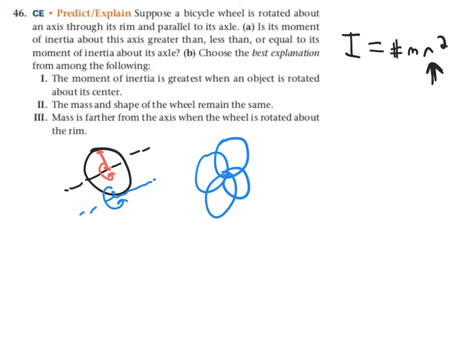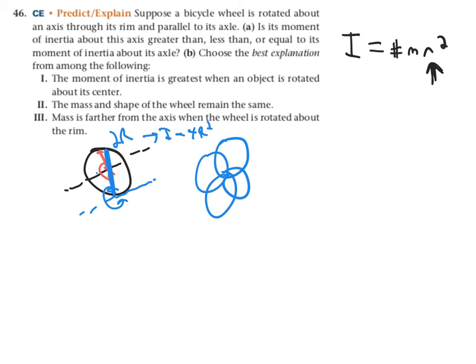But in the second case, where we're going from this point, some of the mass is at 2r. And that means I is going to be proportional to 4r squared. It's going to be 4 times as effective. So, of course, some of the mass is at very low r, but on average, half the mass is further away in this case than it was in the simple case.